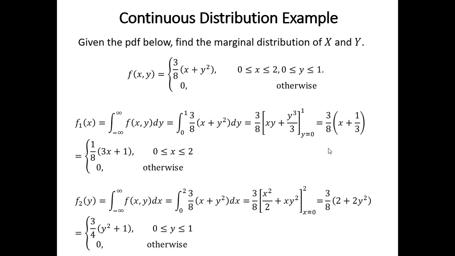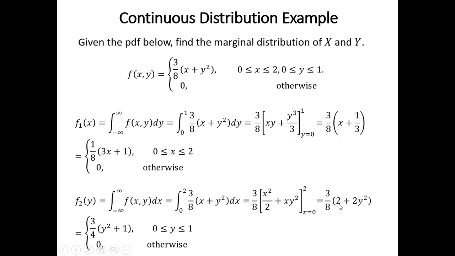Similarly, we could find the marginal distribution of y. We proceed in a similar way. We now integrate with respect to x, so our integral goes from 0 to 2. Those are the limits on x. This is the original PDF. Now integrate with respect to x. Remember, when we integrate with respect to x, we just treat y as a constant. So this becomes 3/8 times x squared over 2 plus x y squared, from 0 to 2.